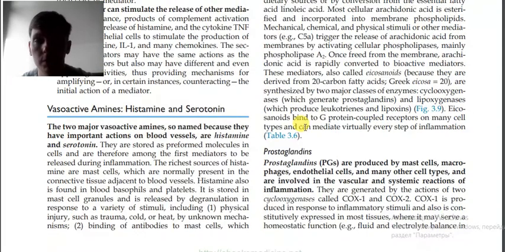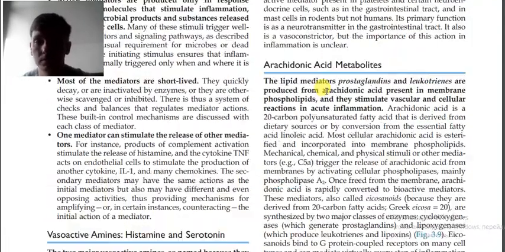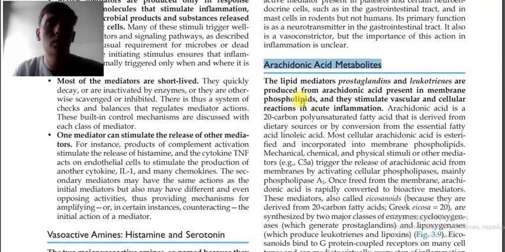Okay, then finally, let's talk about arachidonic acid metabolites. Arachidonic acid metabolites are lipid mediators known as prostaglandins and leukotrienes. They are produced from arachidonic acid present in membrane phospholipids and stimulate vascular and cellular reactions in acute inflammation. I noted it before. We have phospholipids, and two residues of fatty acids are present, and some of these fatty acids are arachidonic acid. Not a lot, but some of them. And they can trigger the activation in acute inflammation.